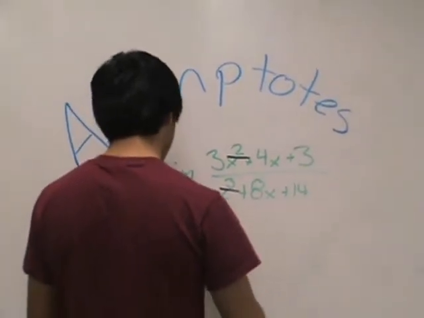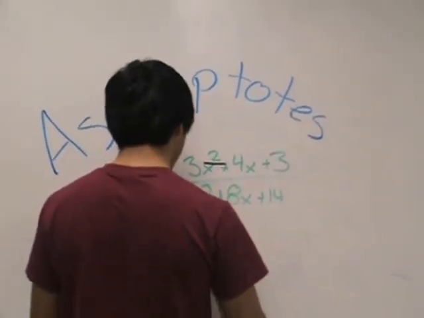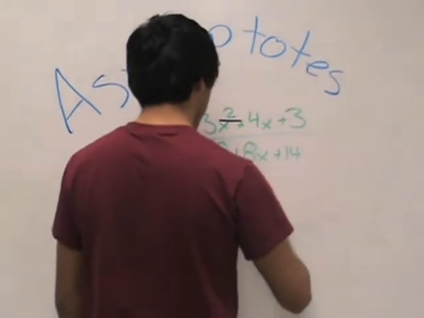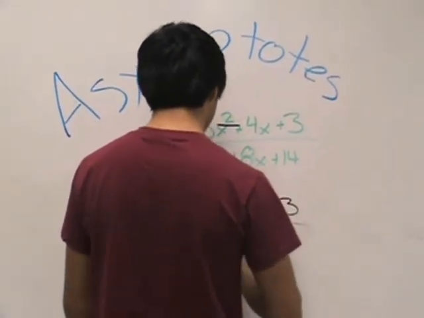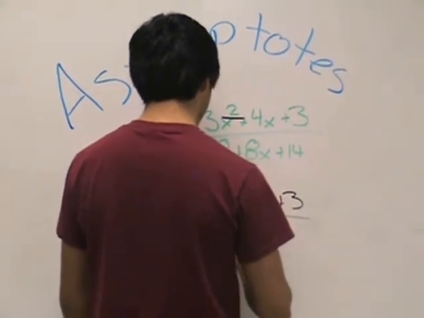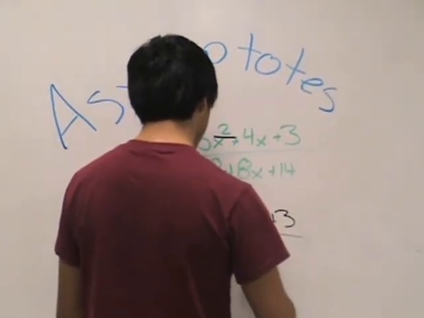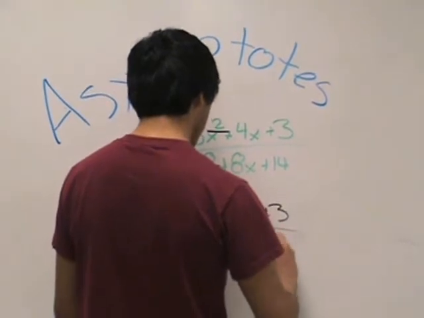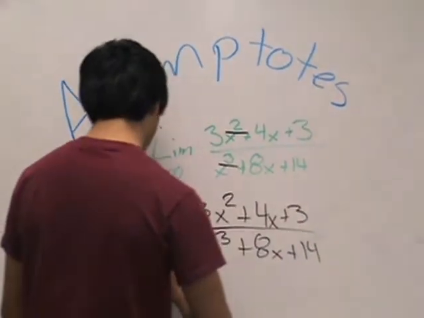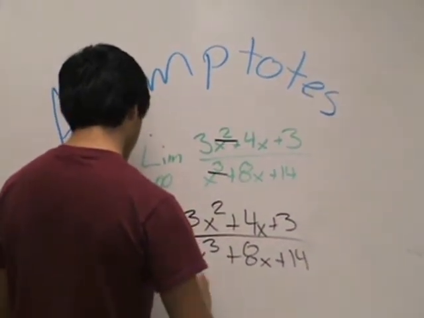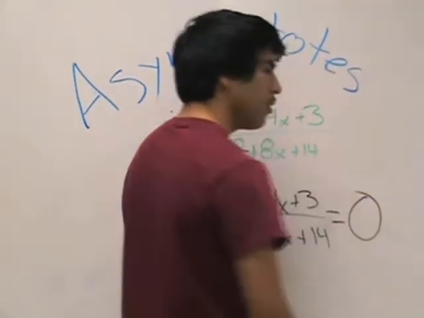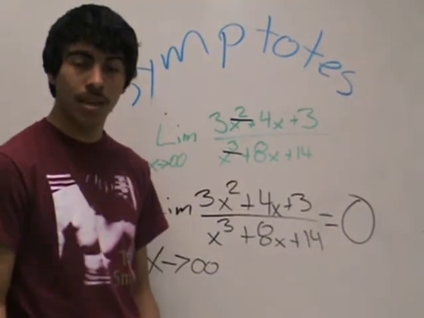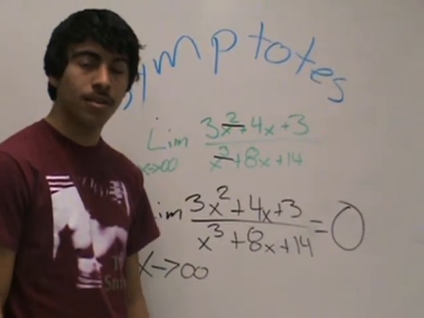the limit of 3x squared plus 4x plus 3 over x to the third plus 8x plus 14, as x approaches infinity, equals 0. Easy as that. Don't you think so?